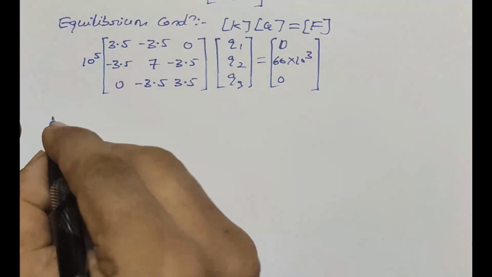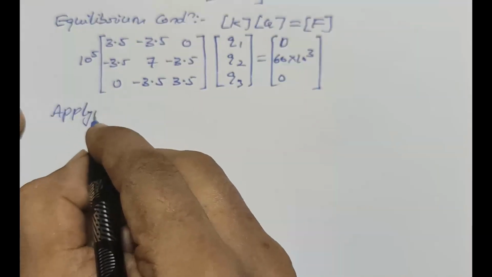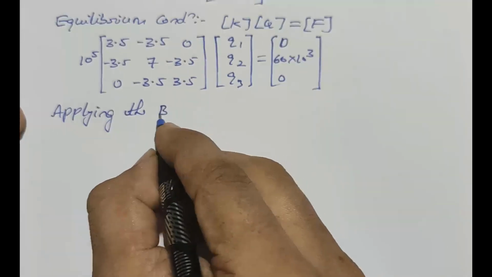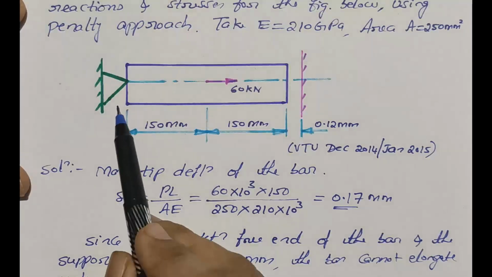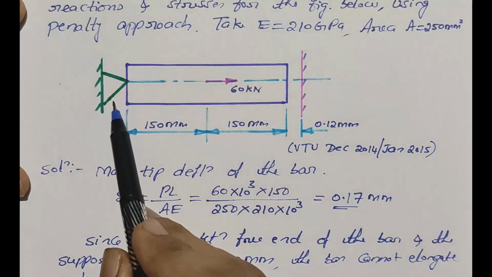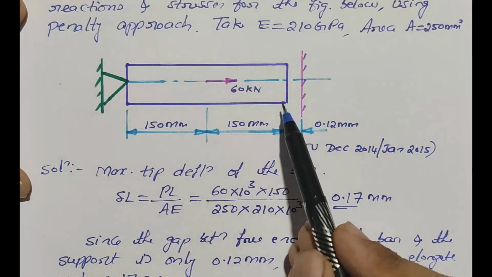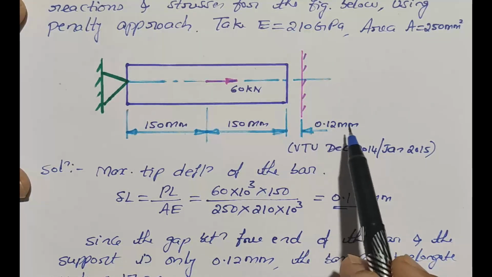Next is applying the boundary condition. Applying the boundary condition. It is using penalty approach. See here, one end of the bar is fixed, that is you know the displacement Q1 is equal to 0. At the other end also the displacement we know, that is 0.12 mm.